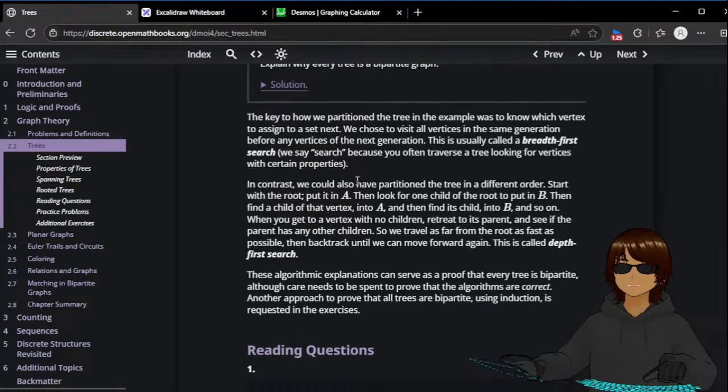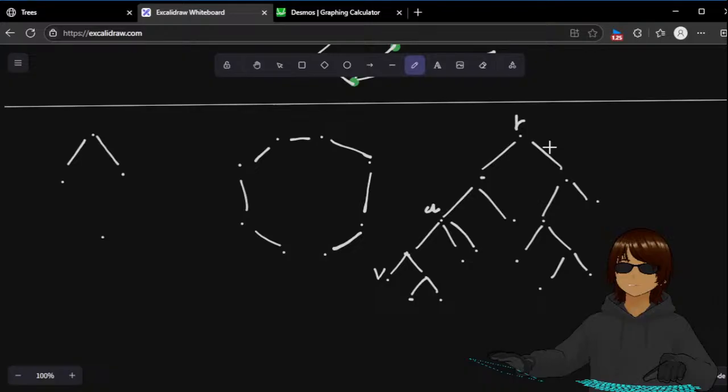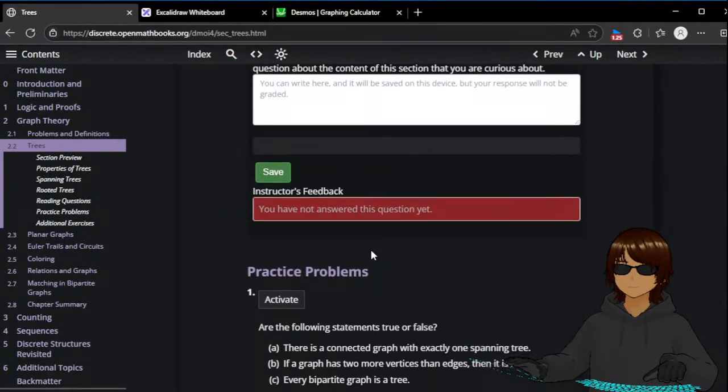Another way: look for one child of the root to put in B, then find a child of that vertex into A, then find its child into B, and so on. When you get to a vertex with no children, retreat to its parent. So go down, down, down, down. You visited this, and this has no children. You go up, now go to the one you didn't visit and then keep going deeper and deeper. This is called depth first search.